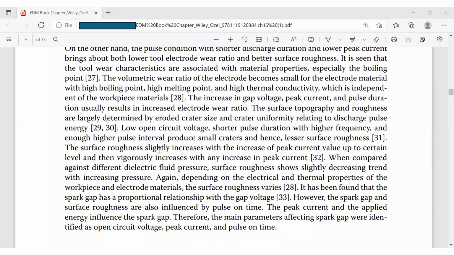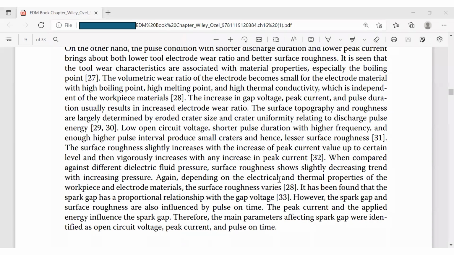The surface roughness slightly increases with the increase of peak current value up to a certain level, and then vigorously increases with any further increase in peak current. When compared against different electrical fluid pressure, surface roughness shows a slightly decreasing trend with increasing pressure. This is also from the conclusion of some papers here.